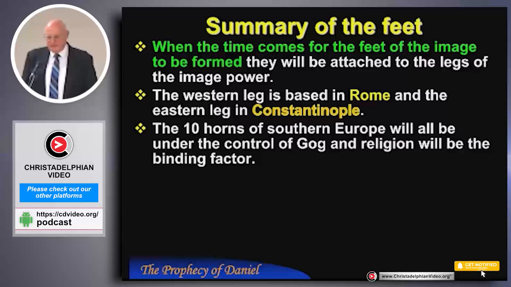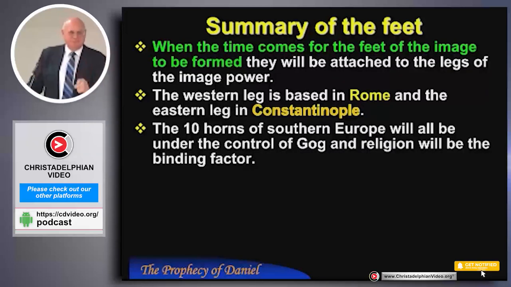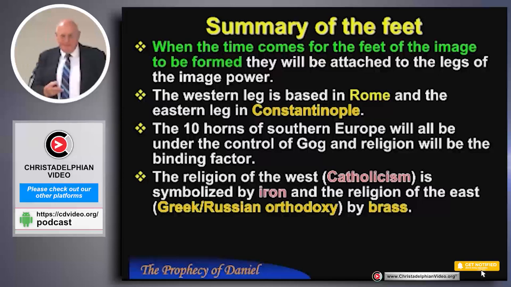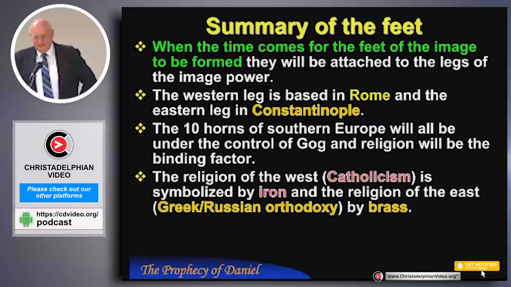The 10 horns of southern Europe will all be under the control of Gog, and religion will be the binding factor. It's that silent capture of democracy by ecclesiastical autocratism when the Pope regains a lot of power in Europe. The religion of the West, Catholicism, is symbolised by iron. That's where the strength comes from. And the religion of the East, of course, we know is symbolised in Daniel chapter 7 by brass. It's a reference to the Greek and to the Russian Orthodox Church. And of course, the Russian Orthodox Church came from Constantinople when they were forced out of there in 1453.